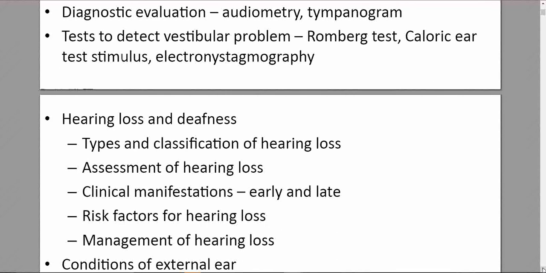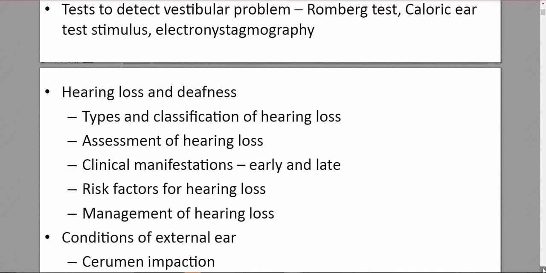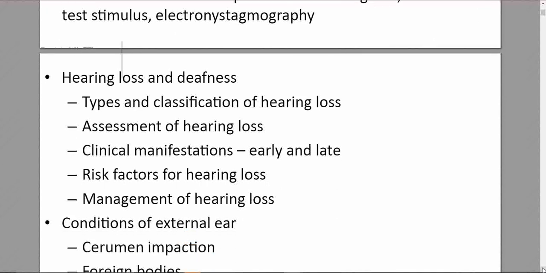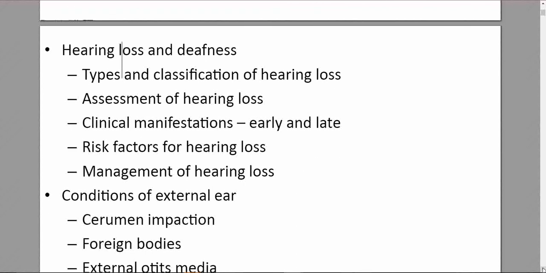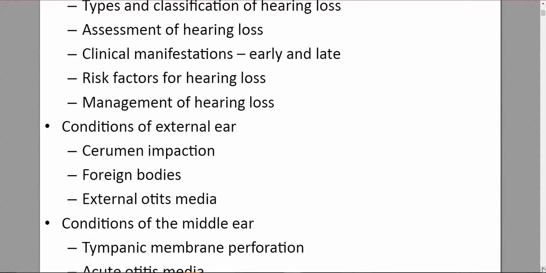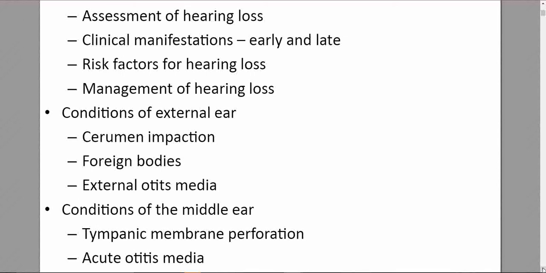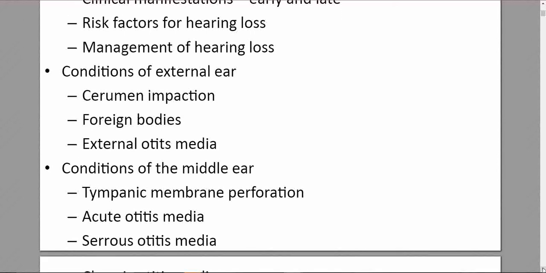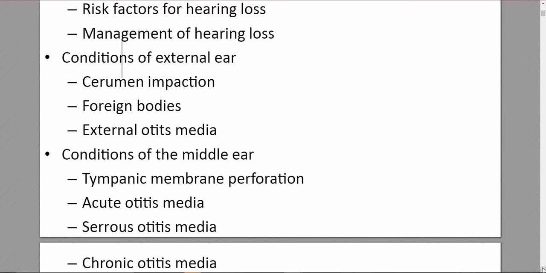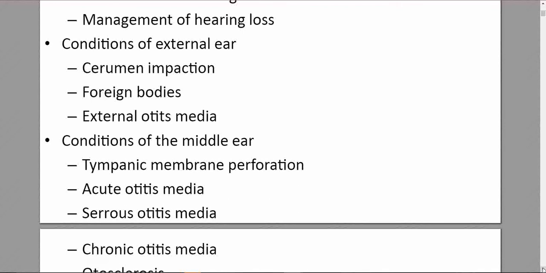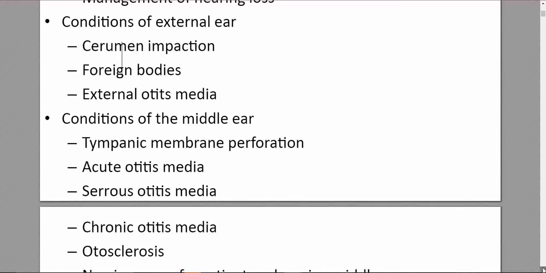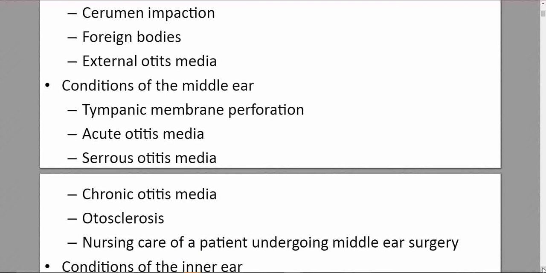And then later on we shall check on hearing loss and deafness, types and classification of hearing loss, assessment of hearing loss, clinical manifestations, early and late, risk factors of hearing loss, management of hearing loss. Going after that, we shall check on conditions of the external ear now. On the cerumen, or some people call it cerumen, impaction, what your auditory canal secretes, that works like wax. Still on the external ear, check on foreign bodies, external otitis.